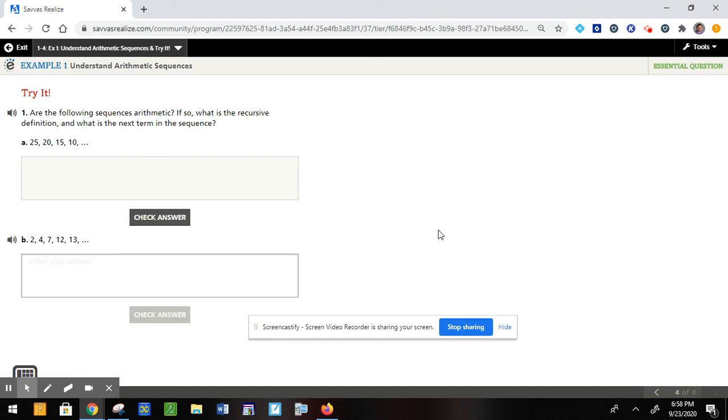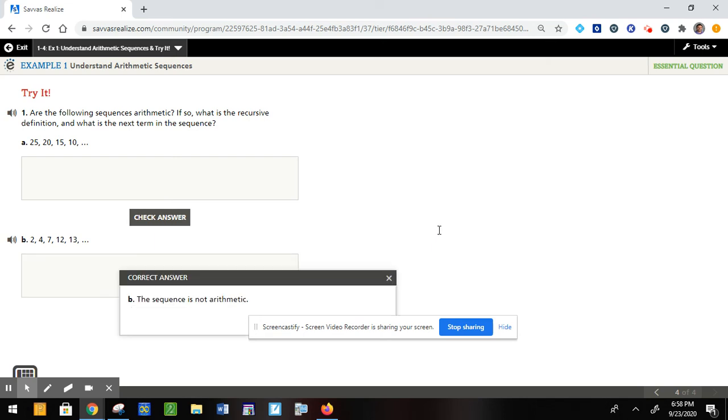All right. The next one, 2, 4, 7. At that point, it's not arithmetic because it's a different difference between the terms. All right, so this one is not arithmetic. Okay.